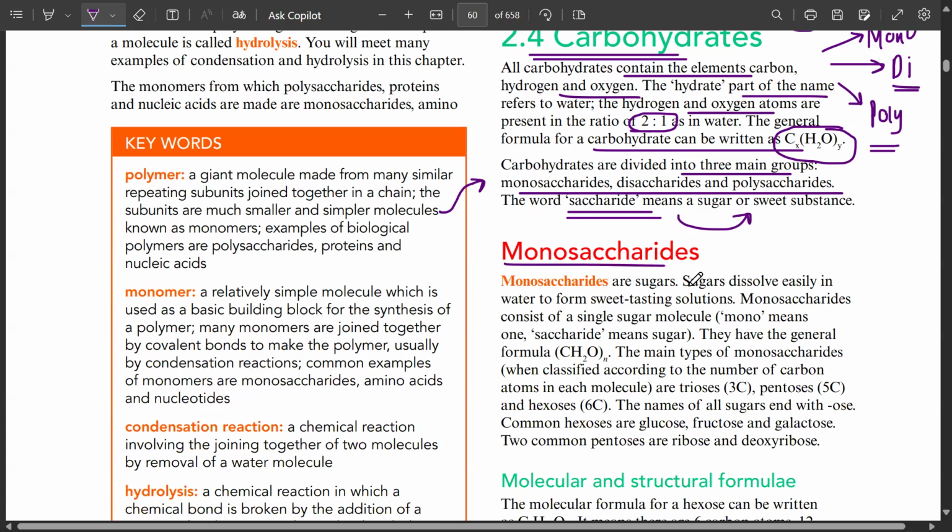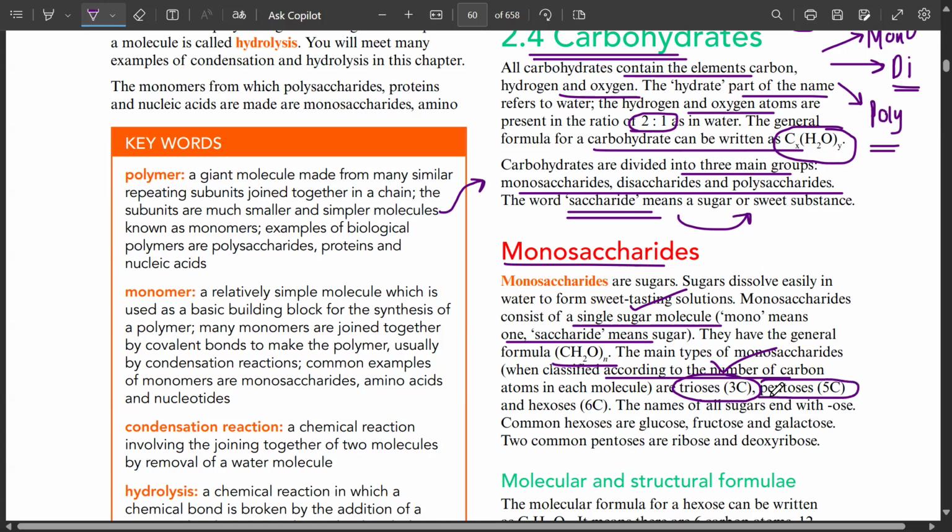Monosaccharides are sugars, and sugars dissolve easily in water to form sweet tasting solutions. Monosaccharide consists of a single sugar molecule. So mono means single sugar. Mono means one, saccharide meaning sugar, and they have the general formula of CnH2nOn. The main types of monosaccharides, when classified according to the number of carbon atoms, we have trioses. Trioses are the 3-carbon monosaccharide.